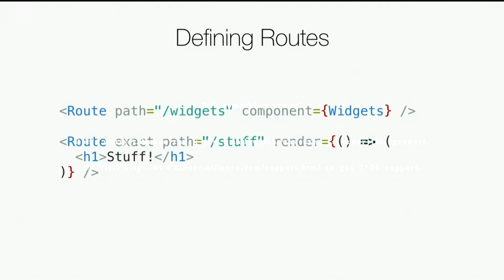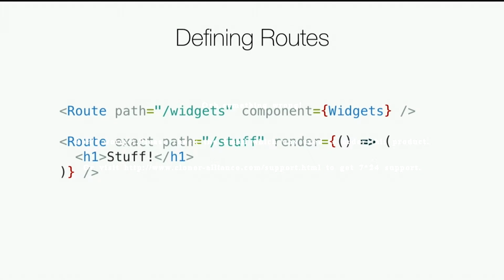Not too difficult. So there's an actual route component. And the first thing you give it is the path. So when you match this URL, then what do you render? Render whatever component I put in there. So if the path is /widgets, then I have a widgets component that I made. And so I just say, if my path matches that, then go ahead and render this component. So that's probably like the most simple version.